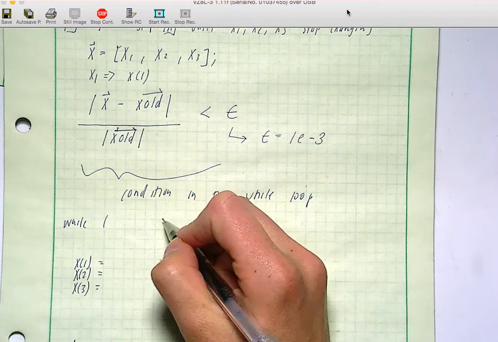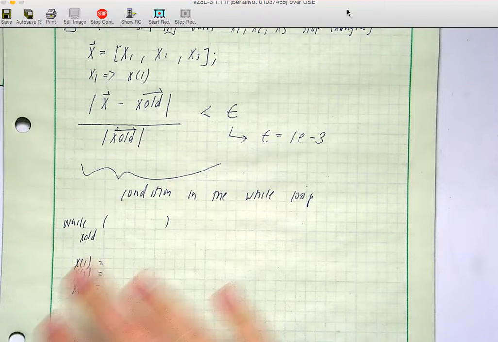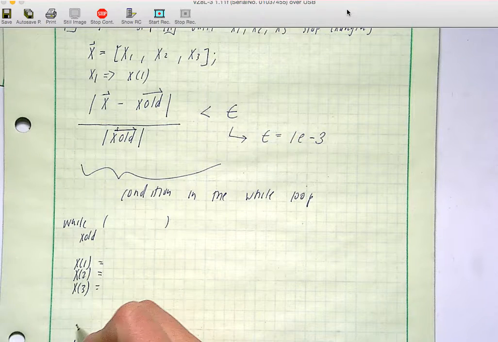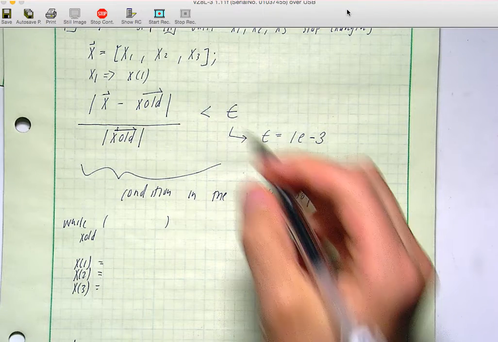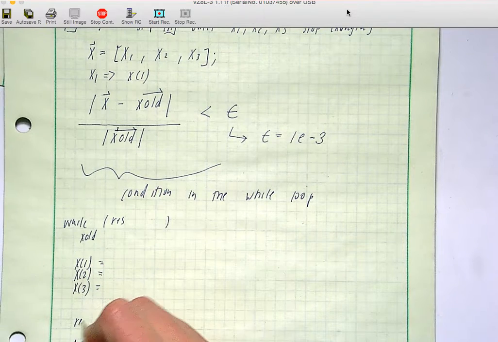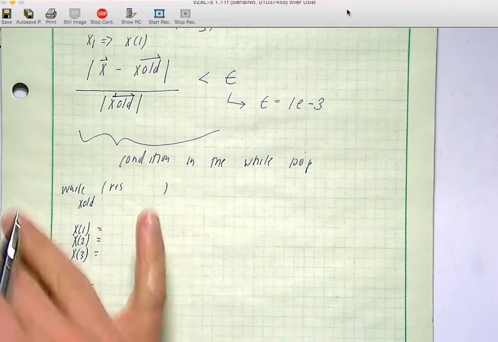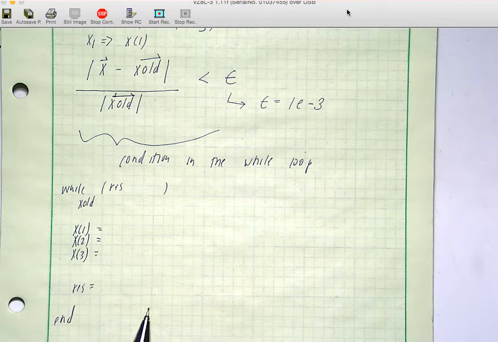You're going to put your condition here. You're going to make sure you save your X old before you start changing things. And then you're going to need to update this calculation. So if the calculation is used in here, you'll need to update it at the bottom of the loop. But again, there's a lot of ways to write this, so this is just a general way.